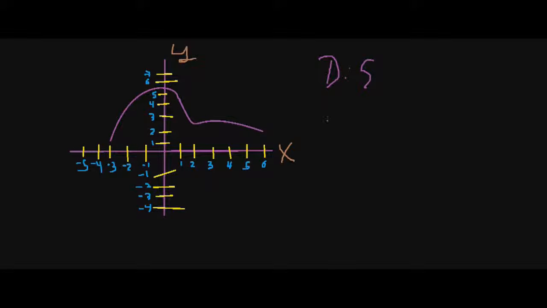and then what is my range. There we go, that's a little bit better. Okay, my domain is all possible x values.